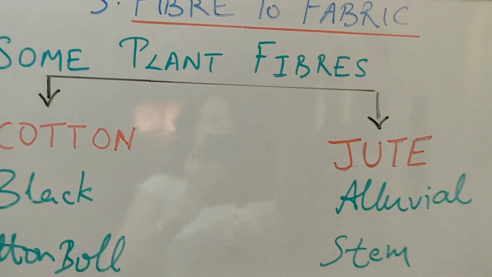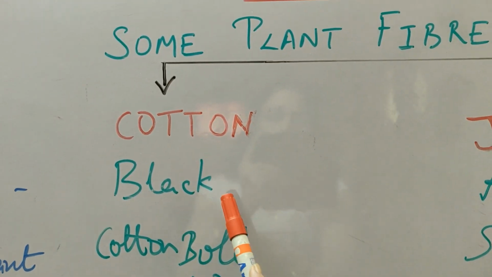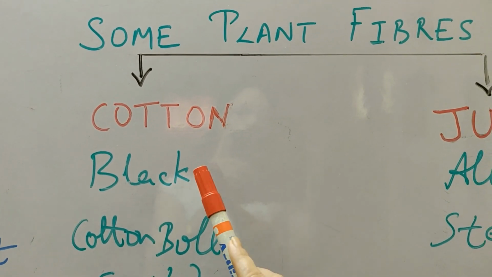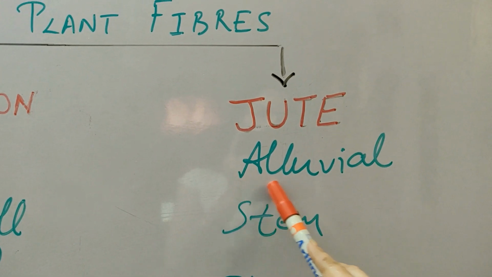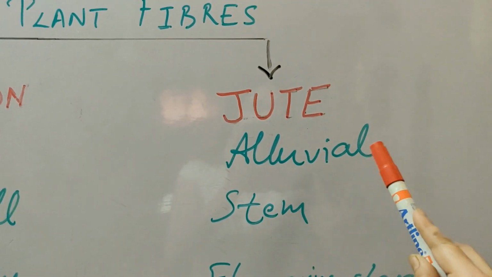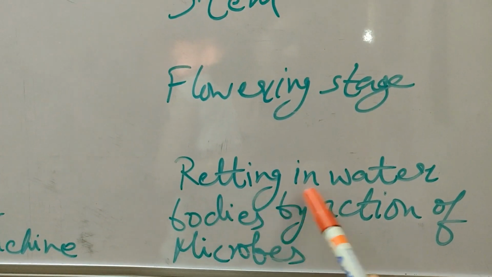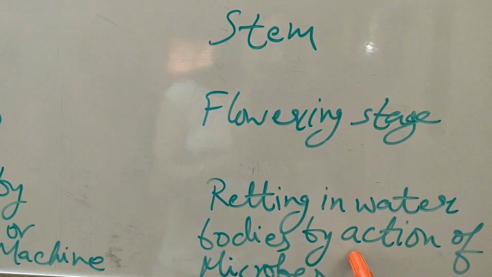So its answer lies here. You can see, as cotton needs the black soil, and black soil is available more in Maharashtra region. So cotton is grown there, while jute is grown in West Bengal region because alluvial soil it needs, or clay soil it needs, plus it needs water bodies for this process of retting. So I hope these questions are clear to you.